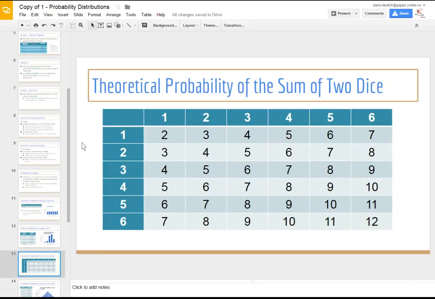All right, the next one we're going to look at is the sum of 2 dice. So we need to remind ourselves, on the first dice I can roll a 1 to 6, on the second dice I can roll a 1 to 6, and here's the sum of those 2 dice. So I'm getting a sum of anywhere between 2 and 12. 7 is the most common, happening 6 times.